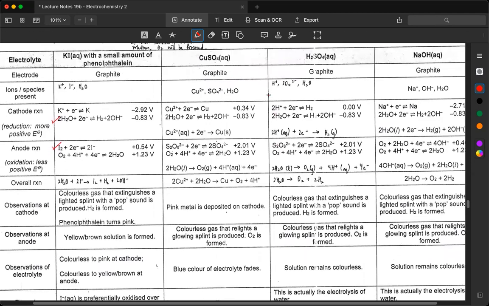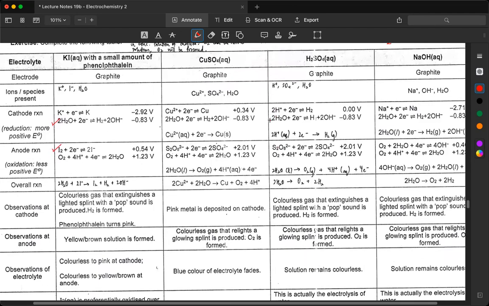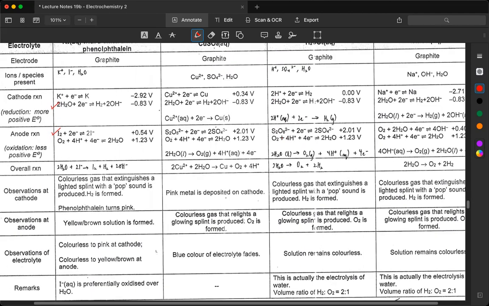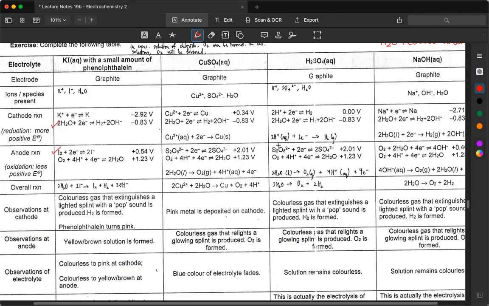that's why it's important, if you want H2 gas to be formed, that you acidify the distilled water so that you will definitely have H2 form. As for the anode, you put SO4 2-, you will form S2O8 2-.